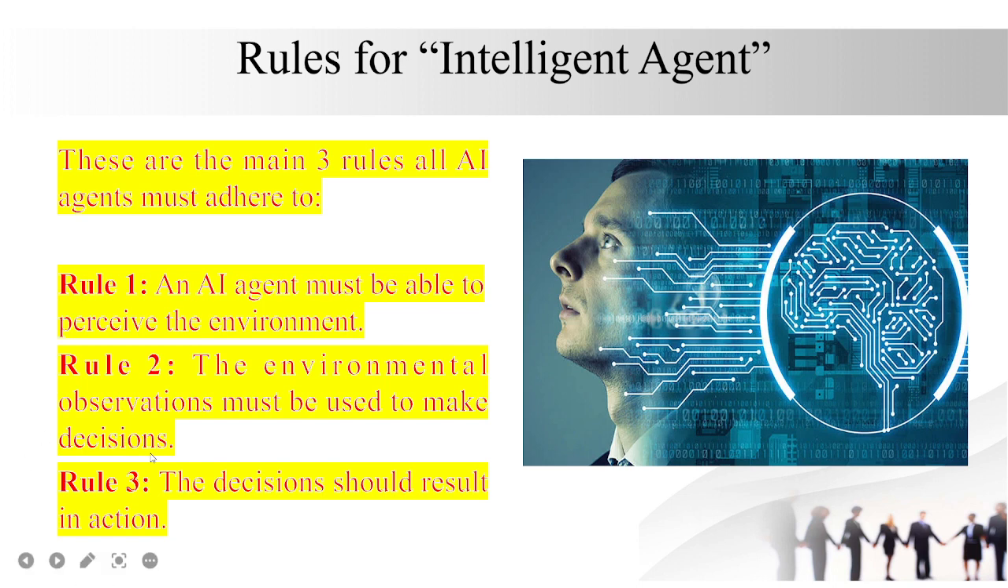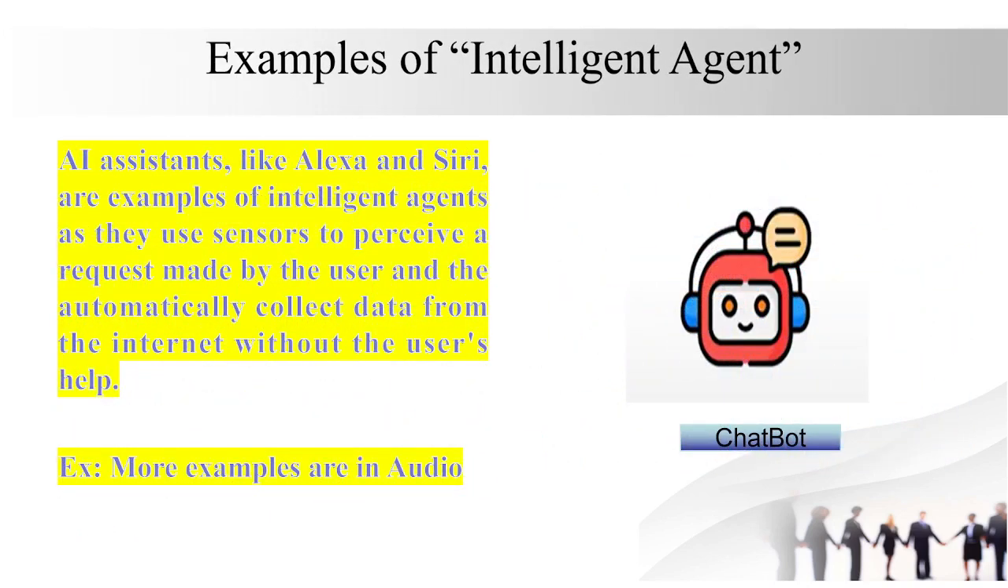Then the third role says that the decision should result in action. As soon as you sense the environment, you have to take the action for that. Only then could an intelligent agent work. So here is the main role of an intelligent agent, and we have some examples of that.